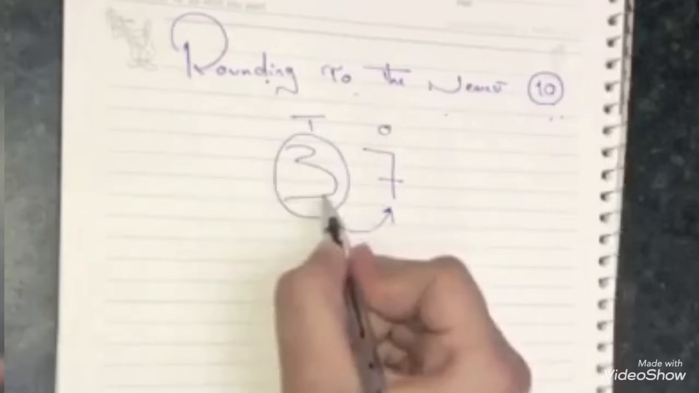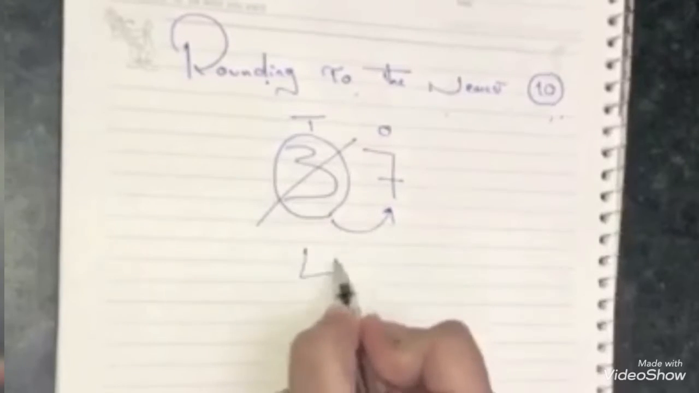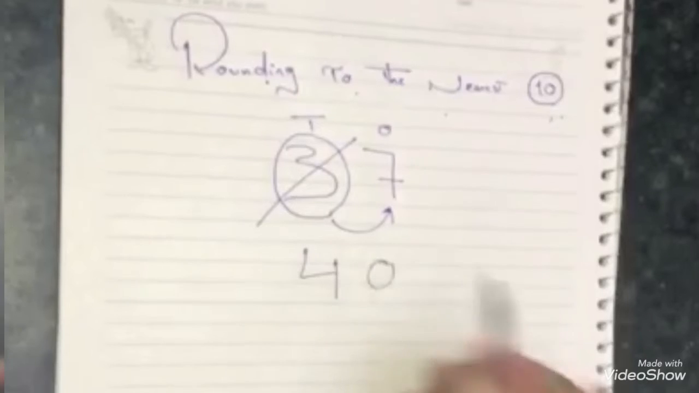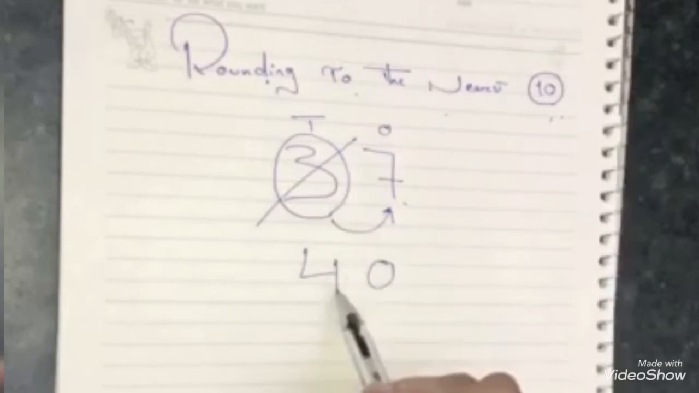You make a circle, so you make a circle to 3. So add 1 more to 3. It will be 4. And here in ones we put 0. Okay, so if we want to make rounding to 37, it will be 40.